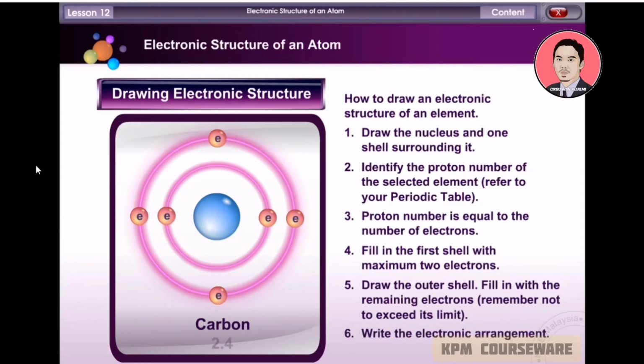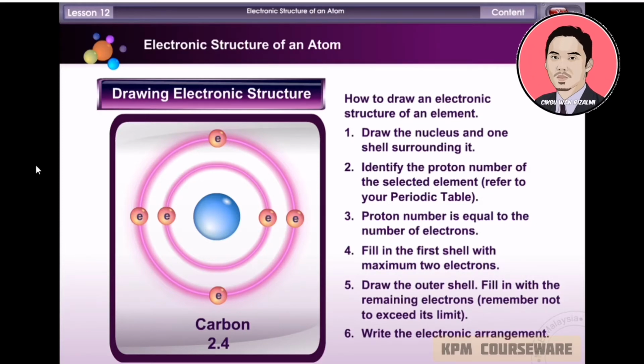Lastly, write the electronic arrangement. Write the number of electrons in the first shell, dot, followed by the number of electrons in the second shell. Now we have a complete electronic structure of an atom.